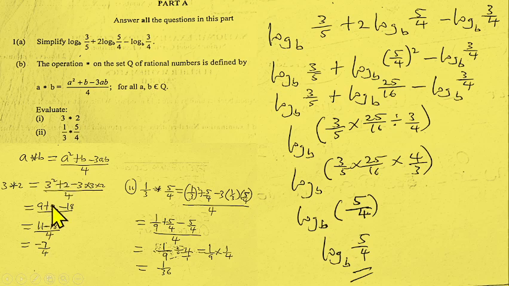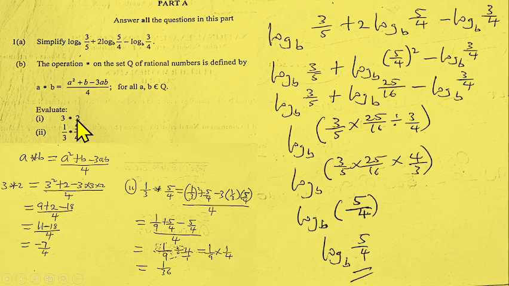So 3 squared is 9, plus 2. 3 times 3 is 9, times 2 gives us 18. So 9 plus 2 will give us 11. 11 minus 18 will give us minus 7 over 4.